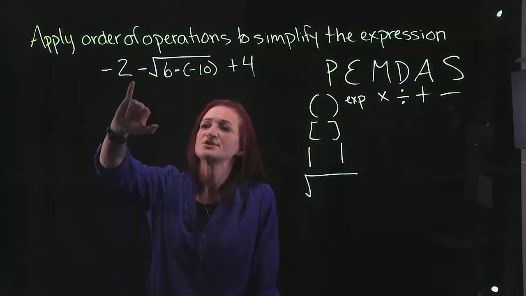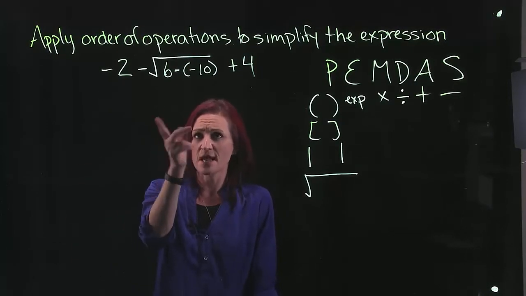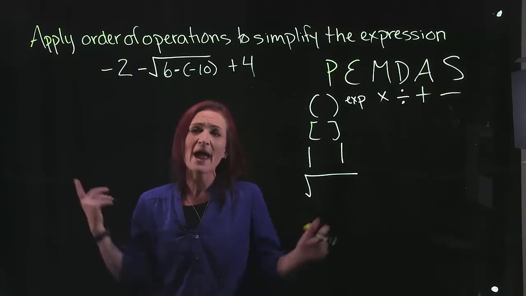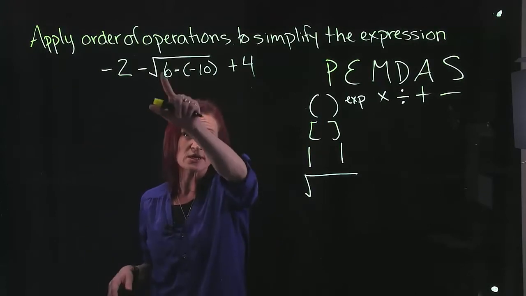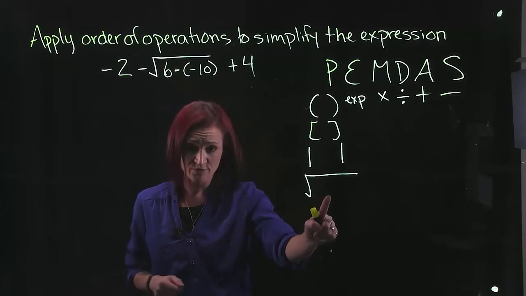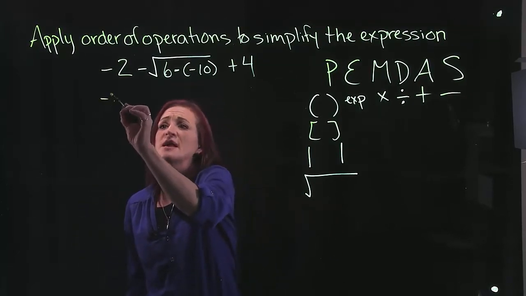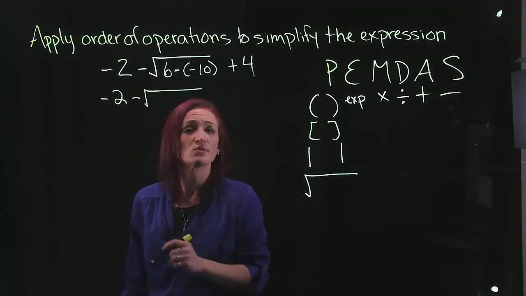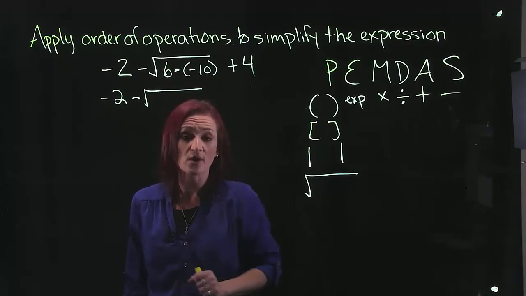All right, we have a -2 minus the square root of 6 minus a -10, and then plus 4. So when I look at the problem, my eyes automatically zero in on the square root because there is a calculation inside the square root, so that counts as far as parentheses, which means that's where we need to start first. So this -2 I'm going to drop down. The minus sign I'm going to drop down, and even the square root symbol. What we're going to focus on first is the calculation underneath our radical symbol.